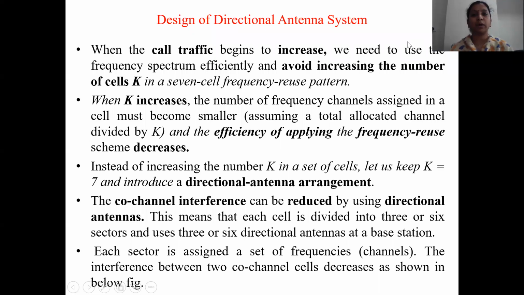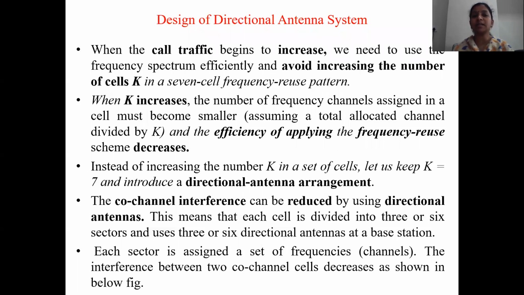In this lecture, we are going to discuss the design of directional antenna systems. Previously we have seen how we designed the omnidirectional antenna system in the normal case. When the call traffic begins to increase, we need to use the frequency spectrum efficiently and avoid increasing the number of cells, that is, the cluster size in a 7-cell frequency reuse pattern. When K increases, the number of frequency channels assigned in a cell will decrease, and the efficiency of applying the frequency reuse scheme also decreases.